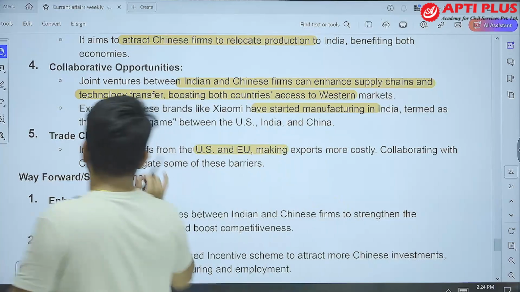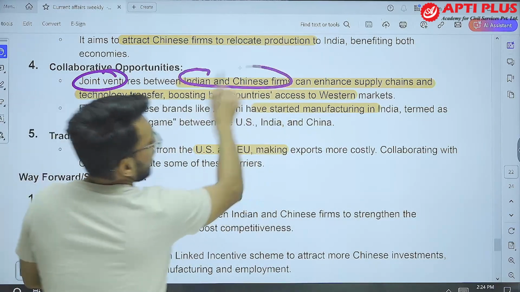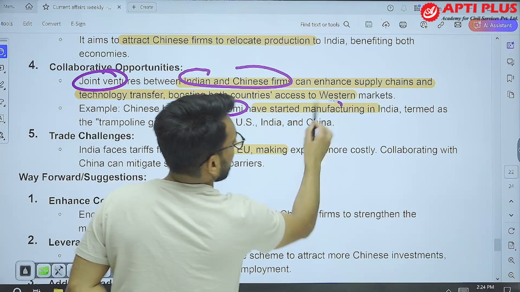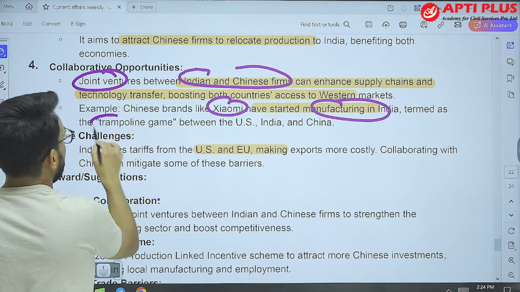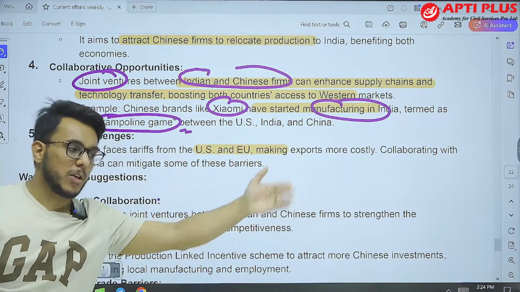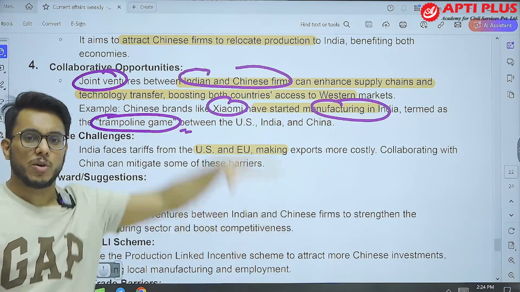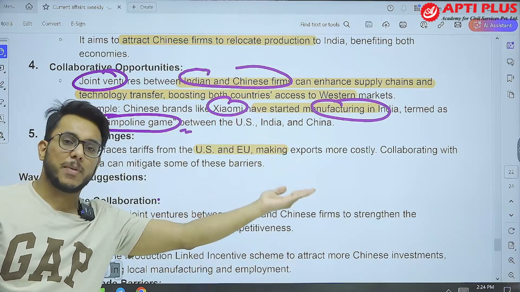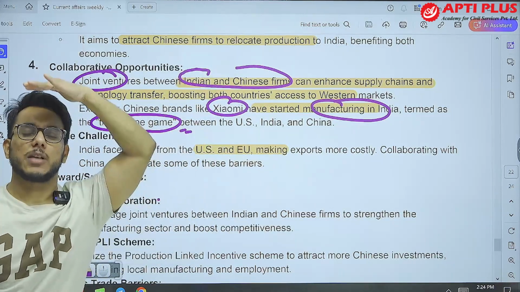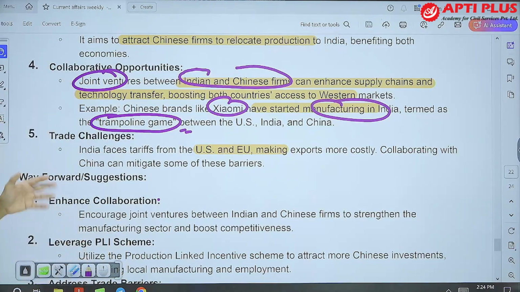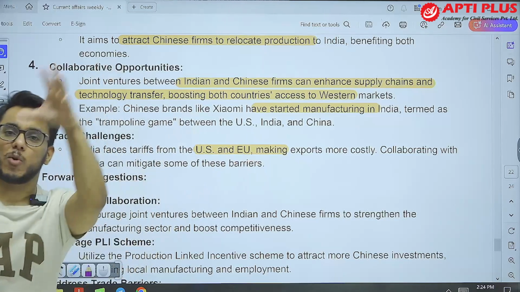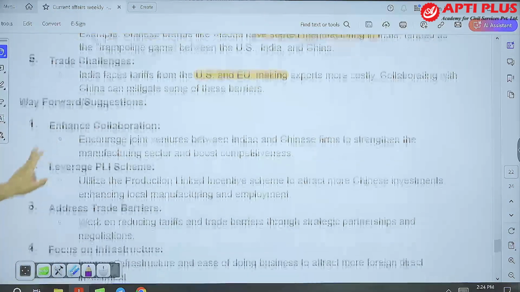Also, it says that joint ventures between India and Chinese firms can be started. Chinese brands like Xiaomi have started their manufacturing in India. And it is being called a trampoline game. What is a trampoline? A trampoline is one on which you jump. So companies are jumping from China to India. From India, they make goods, and those goods are then sent to the US. So this is a trampoline game between the US, China, and India. From China, companies come to India, and from India, they supply goods to the US. So this is something that can be done.